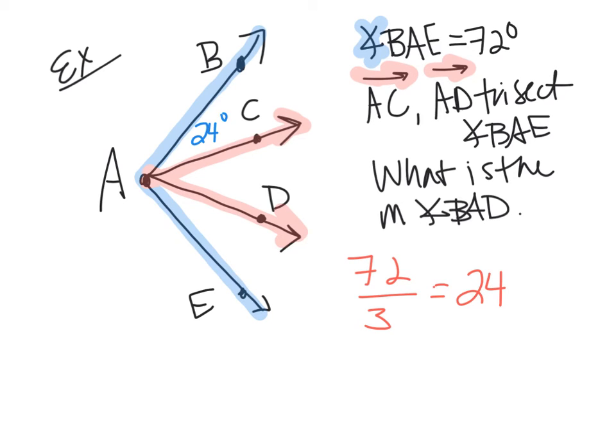Now, is that what the question asked though? Did it say how big is one angle? I don't know. Let's see. Over here it says, what is angle BAD? BAD. So I'm looking for angle BAD. BAD goes like this. So that's a little bit different. So now when I'm looking for BAD, I'm actually looking for the total of those two angles. So angle BAD would be 24 plus 24 or 48 degrees.